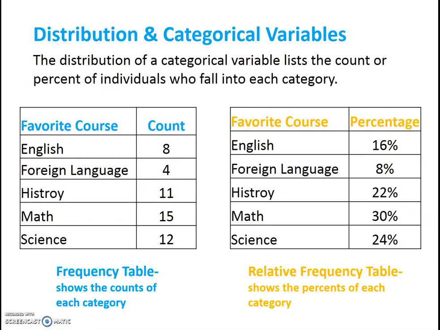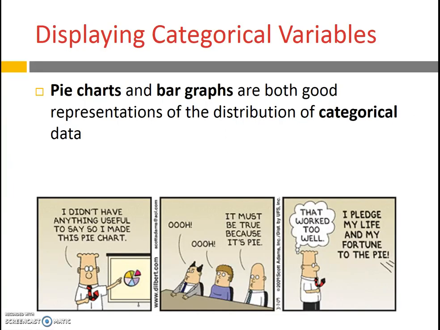Sometimes it's better, though, to display it using a visual. A visual aid is always a good thing to do in statistics. So, the best ways to display categorical variables are either using pie charts or bar graphs, sometimes called bar charts. So we've got pie charts. Some people call them circle graphs. We typically say pie chart and bar graph in statistics. They are good representations of the distribution of categorical data.